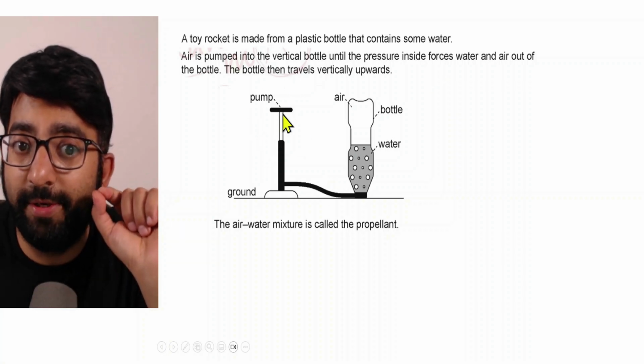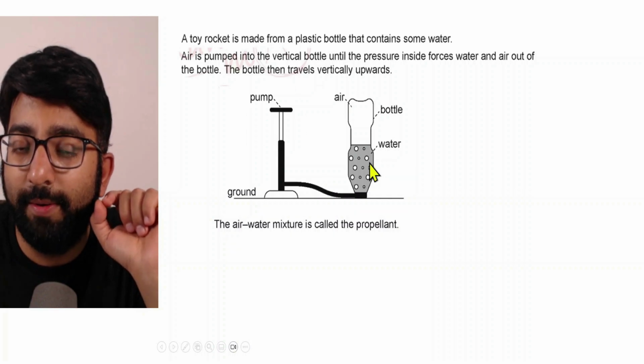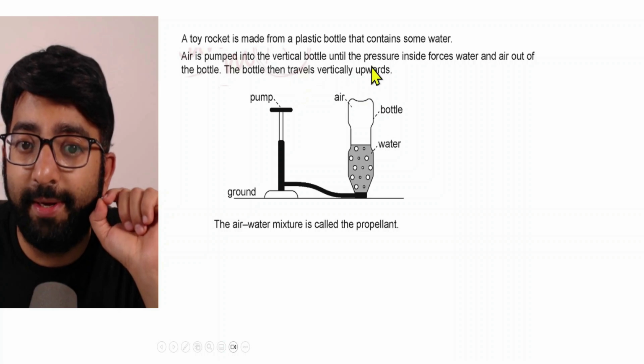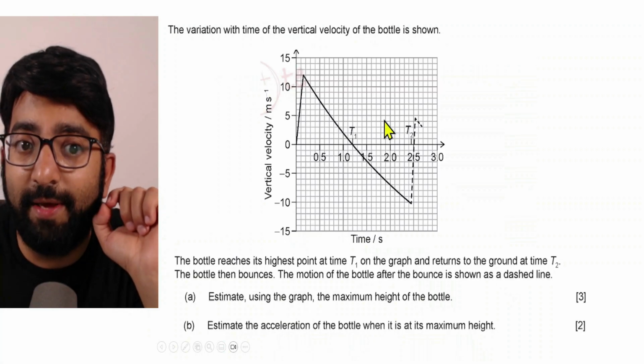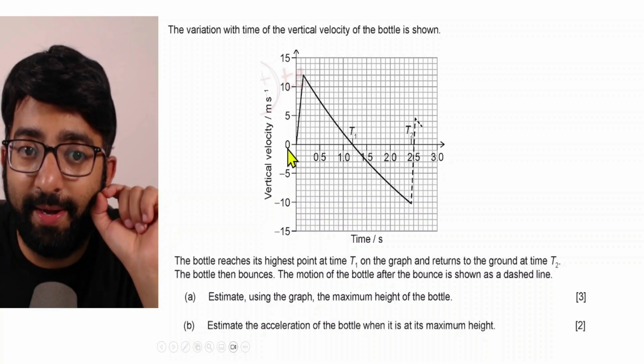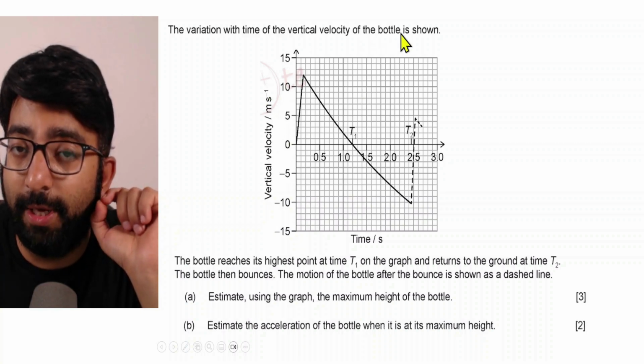Here we have a pump which is forcing air into a bottle so that the bottle is launched upwards. The bottle then travels vertically upwards, and then a graph is given for the vertical velocity of the bottle. So here you can see the y-axis is vertical velocity for that bottle.